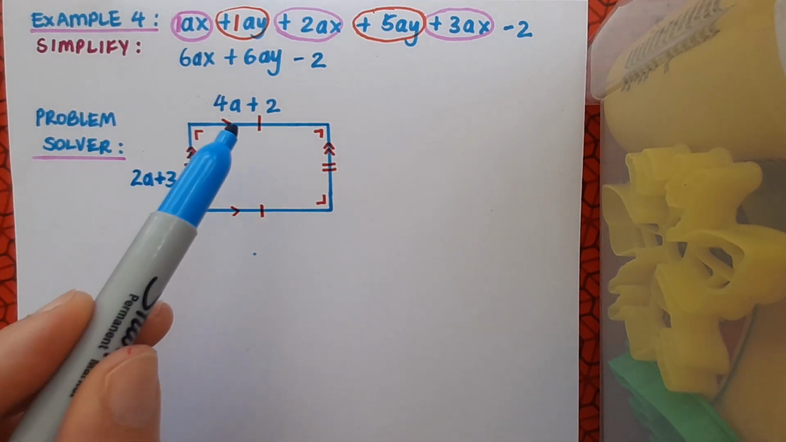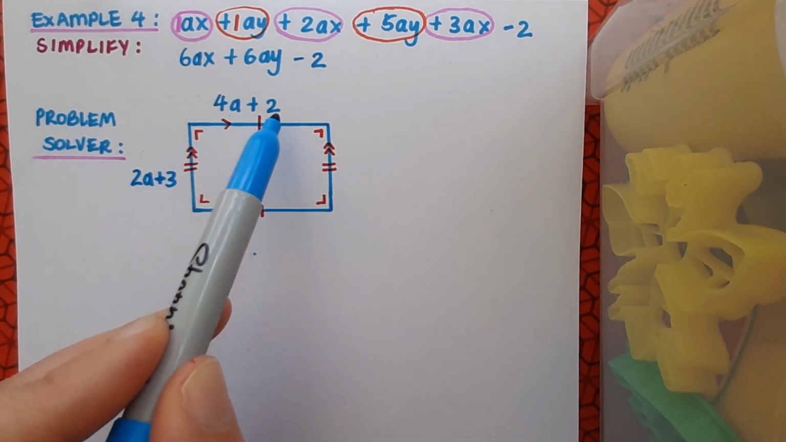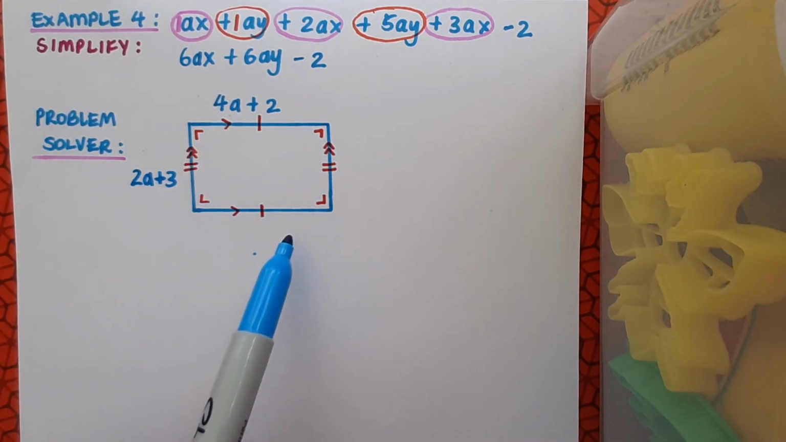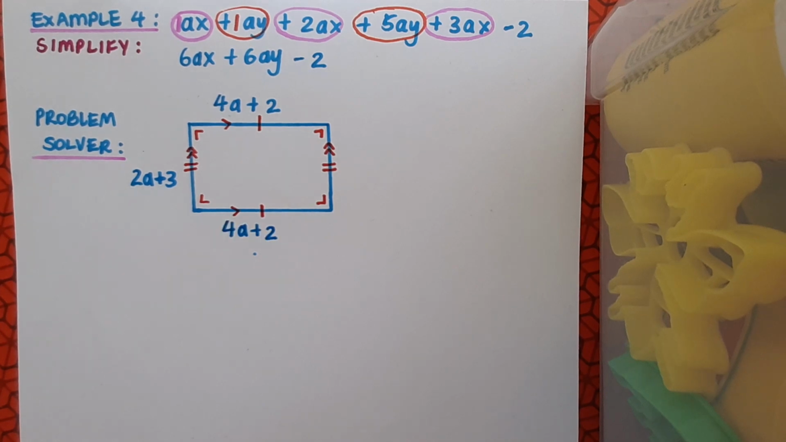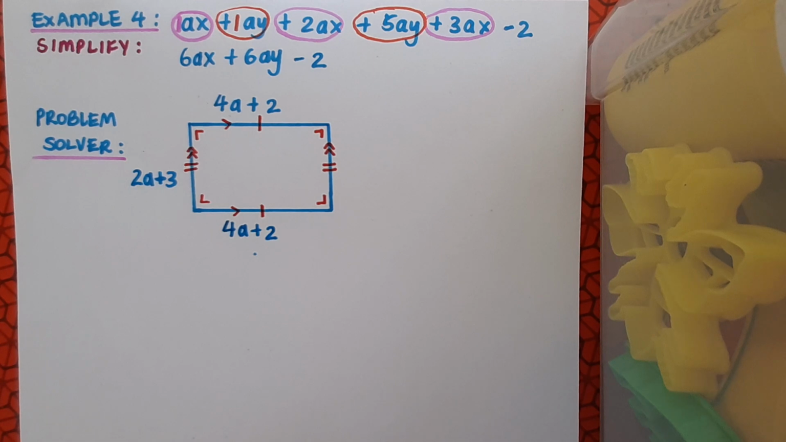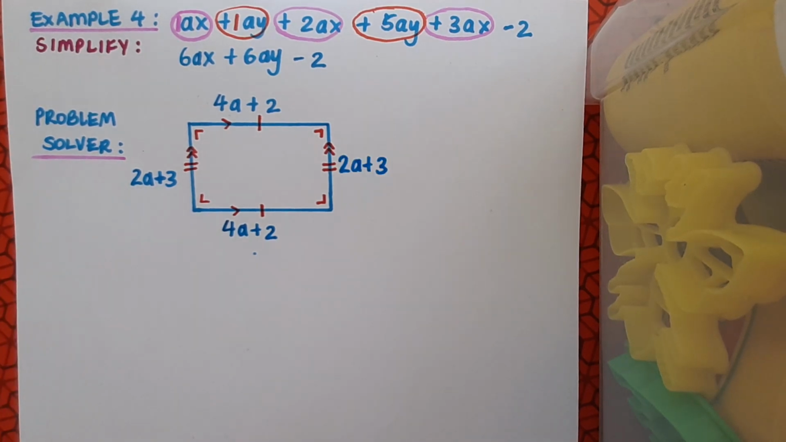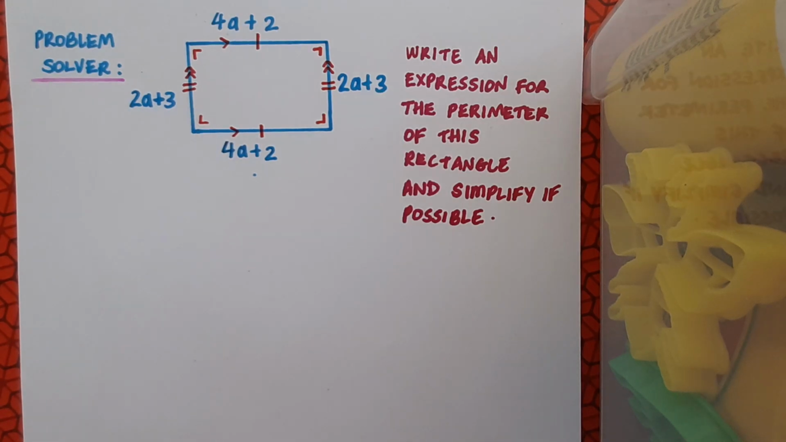We've already stated that opposite sides of the rectangle are equal in length. So if this side is getting called 4a plus 2, well, this side must be the same. What about this side of the rectangle? Well, it's going to have to match this side over here, isn't it? So I can call it 2a plus 3 as well. Okay, so now for the question. So our question is, write an expression for the perimeter of this rectangle and simplify if possible.